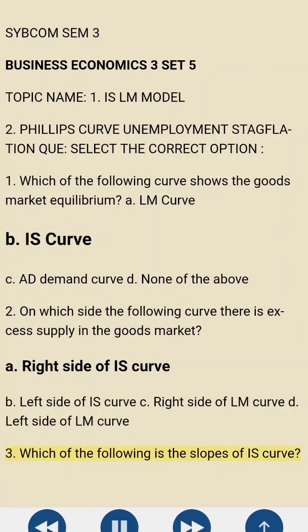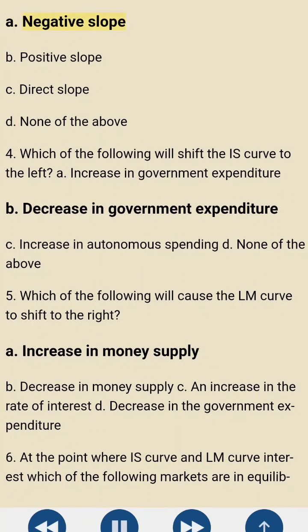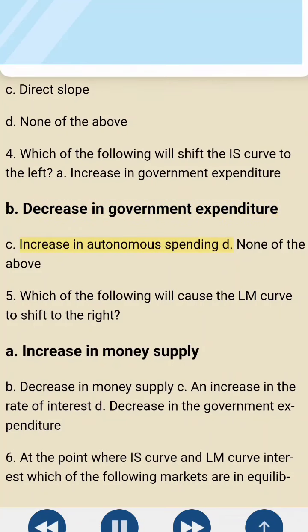3. Which of the following is the slope of the IS curve? A. Negative slope. B. Positive slope. C. Direct slope. D. None of the above. 4. Which of the following will shift the IS curve to the left? A. Increase in government expenditure. B. Decrease in government expenditure. C. Increase in autonomous spending. D. None of the above.